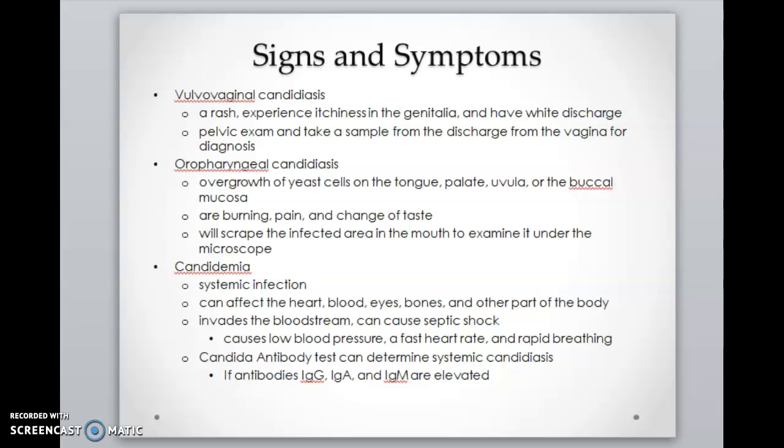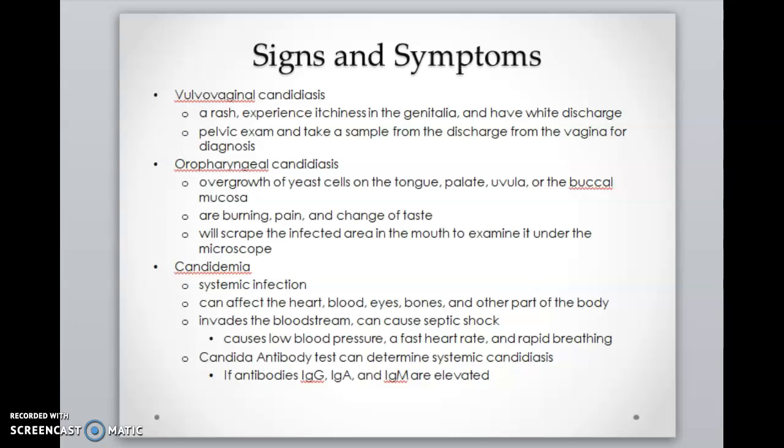And then oropharyngeal candidiasis is an overgrowth of yeast cells on the tongue, palate, uvula, or the buccal mucosa. Symptoms are burning, pain, and change of taste. For diagnosis, a doctor will scrape the infected area in the mouth to examine it under the microscope.